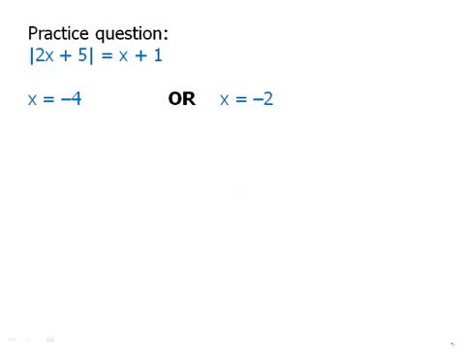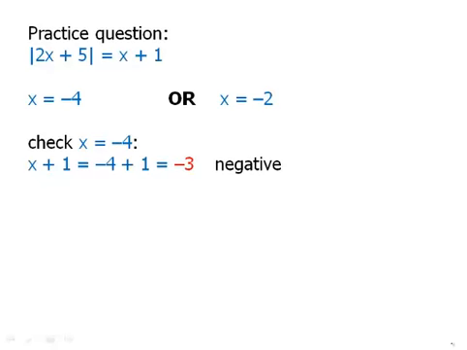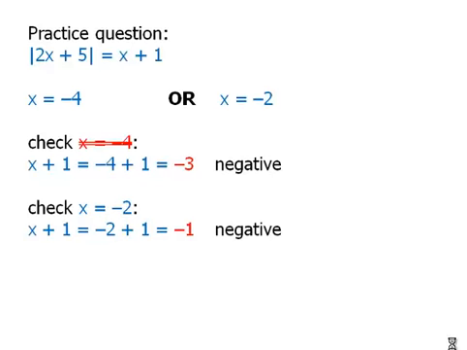So we have to check these roots now. Check the first one, x equals negative 4. When we plug it into x plus 1, we get negative 3. That's a negative number. So we don't even have to plug in to the absolute value because we know that the absolute value can't have an output that's negative. So this answer doesn't work. Now we'll check negative 2. When we plug that into the right side, we also get a negative number. So that also doesn't work for the same reason. We can't have the output of the absolute value equaling a negative number.